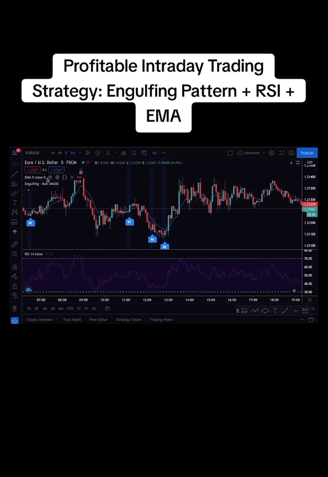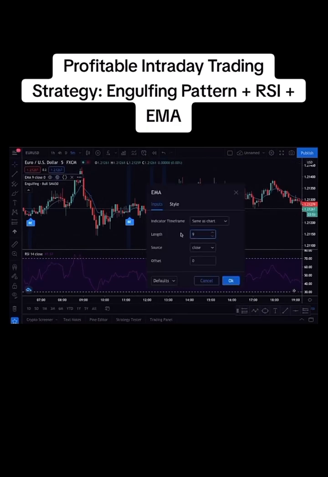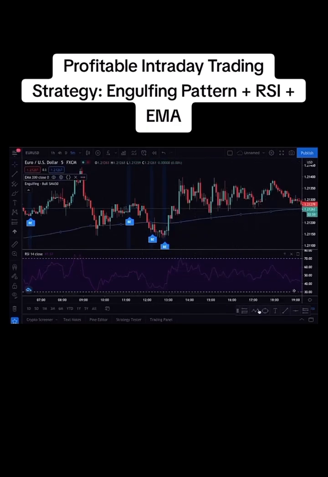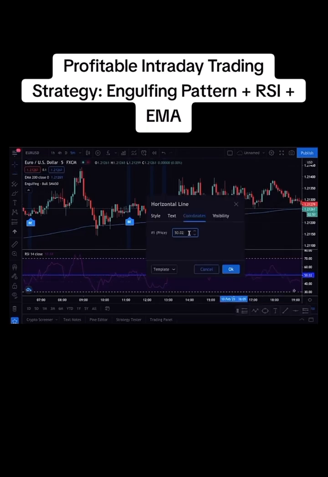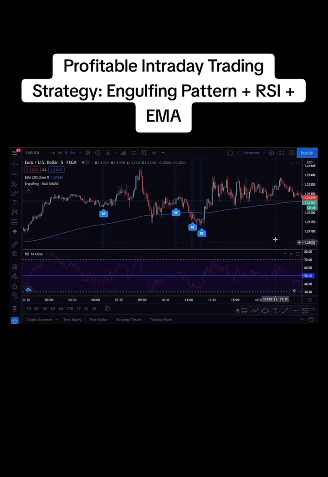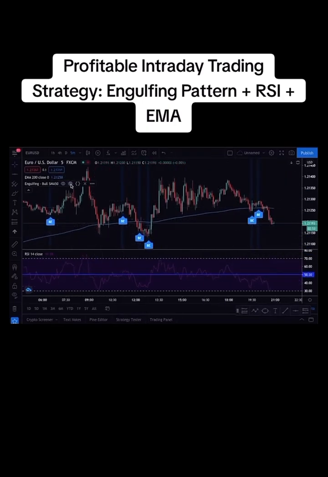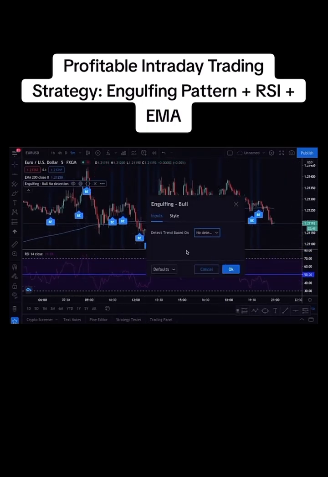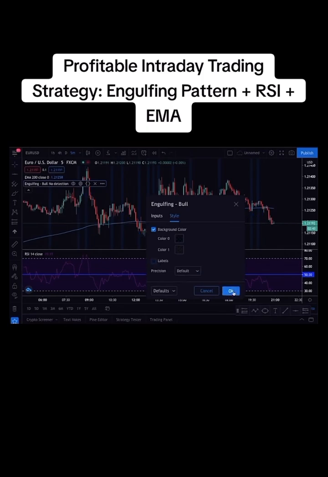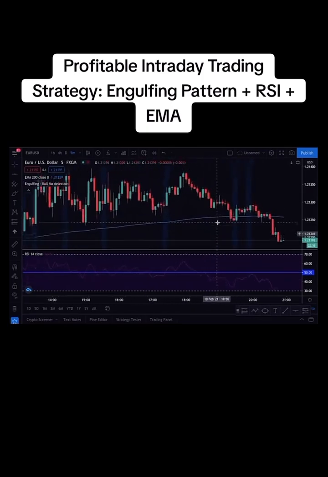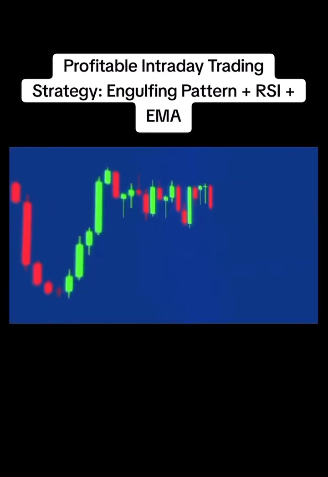First, we will click the setting icon here right next to the EMA, and we will increase the length to 200. And then we will add a horizontal line on the RSI. The line will be at the 50 level exactly. We will make some adjustments for the bullish engulfing also. We will change detect from the SMA to no detection, and I will close labels, to clear the chart. Now we have got everything we need to start trading.